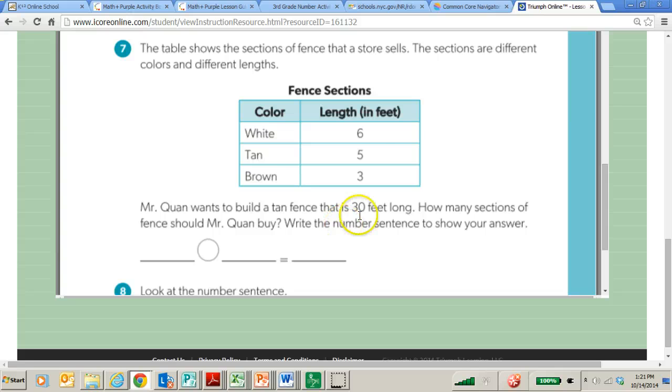So there could be different options. If he picks a white fence, well, he would need 6 times 5. If he picked a tan fence, he would need 5 times 6. If he picked a brown fence, he would need 3 times 10, and all of those would equal 30.